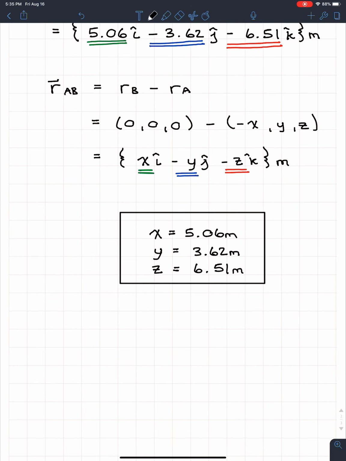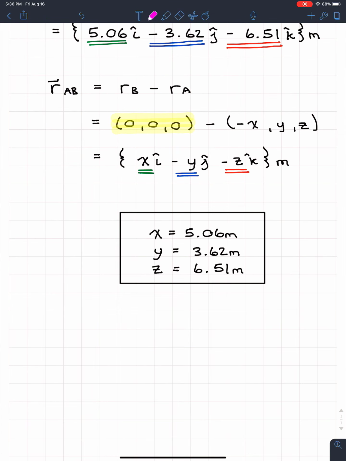But before we end this, I'm just going to leave a note. So this was a special case where we can say that x is equal to 5.06, y is equal to 3.62. And the only reason that was able to happen is because of this case right here. The second coordinate, they were all zeros. Let's say that we had 6 here instead of 0 for x. I'm going to do this in a different color so you guys can follow along.